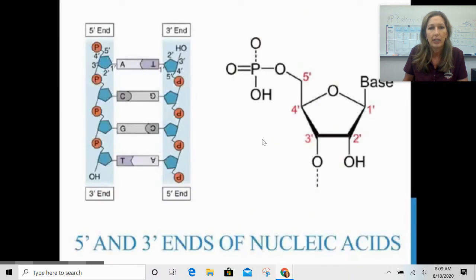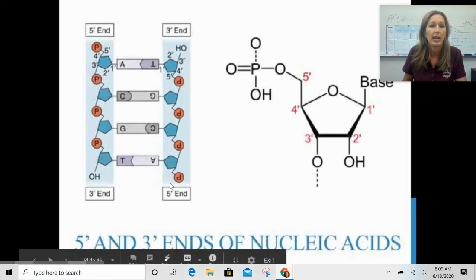So again, here are my 5' ends and 3' ends. Here's my double helix, my anti-parallel DNA, showing a polynucleotide here ending in the 5' end up top, but being anti-parallel, the 5' end at the other side then ends down at the bottom where the phosphate is.